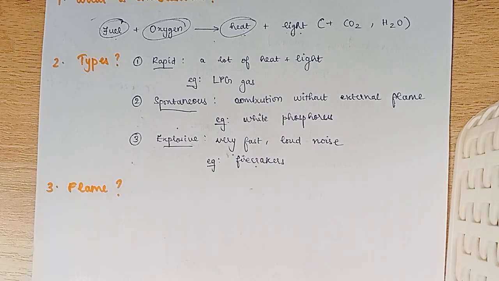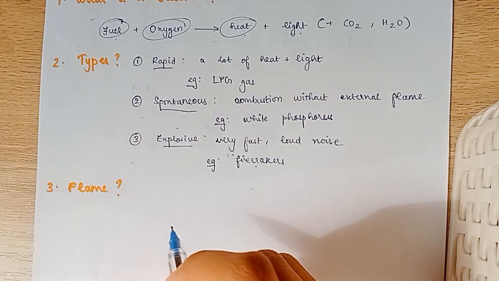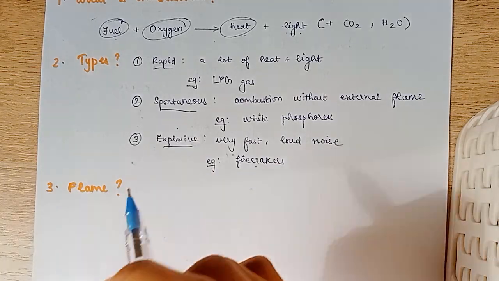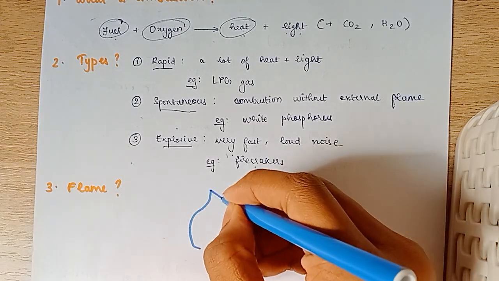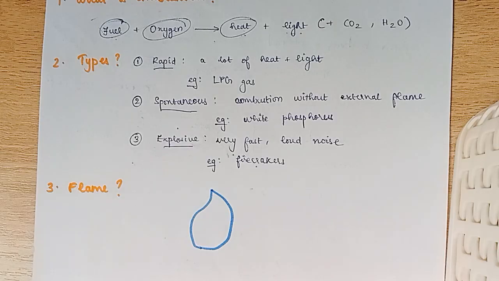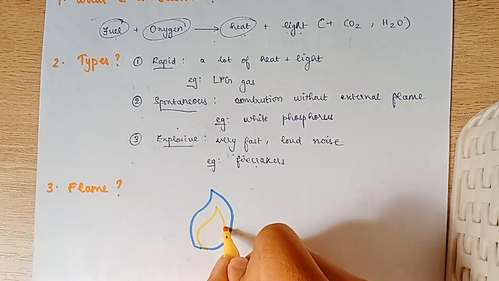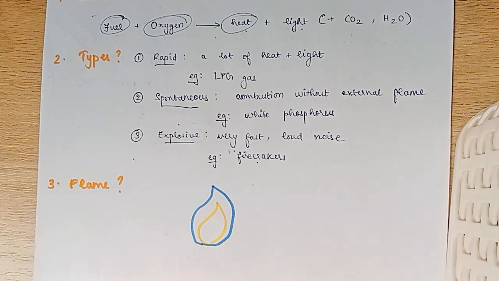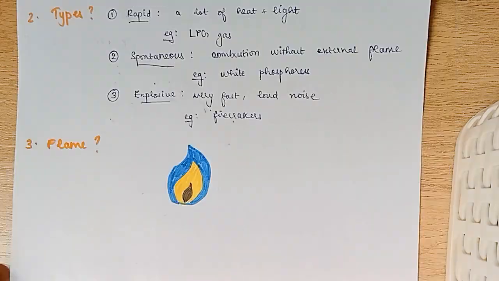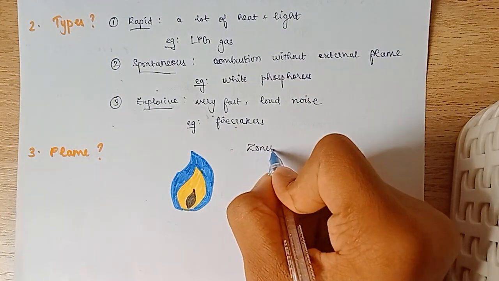Next, let's look at a flame. What is a flame? A flame is the visible glowing part of a fire produced during combustion. In a flame, there are mainly 3 regions, and those 3 regions have 3 different colors. We call those 3 regions the zones. So let me draw the zones of the flame first. A blue colored zone, a yellow colored zone, as well as a black colored zone. Okay, so these are the 3 zones of a flame.